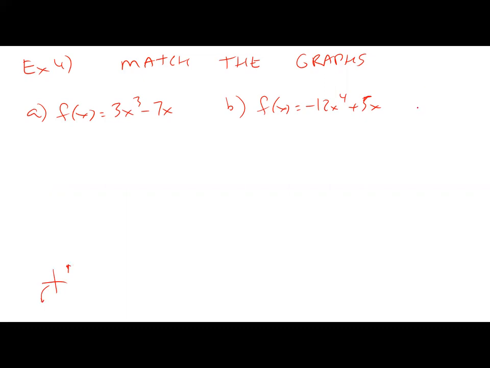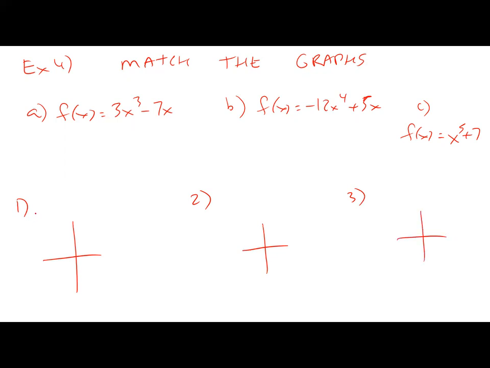So there's that, and C would be just x to the 5th plus 7. And so I have 1, 2, and 3, 3 graphs here. For B, your graph goes down both ways. A little negative there. Negative on that one.